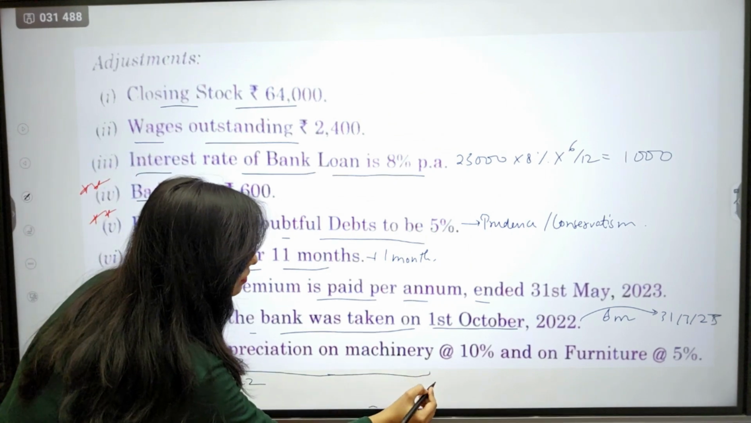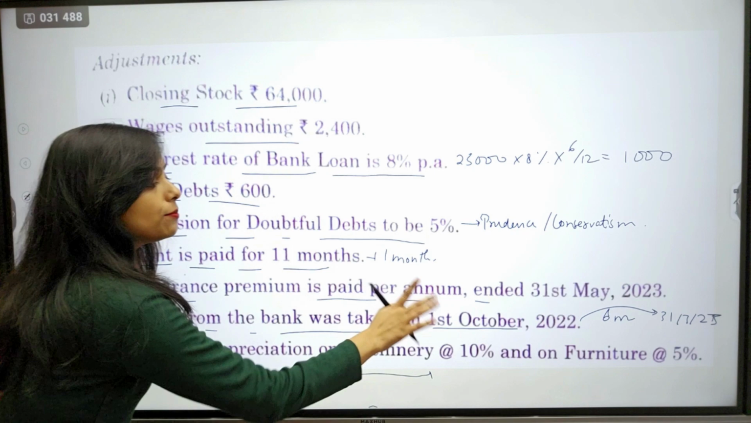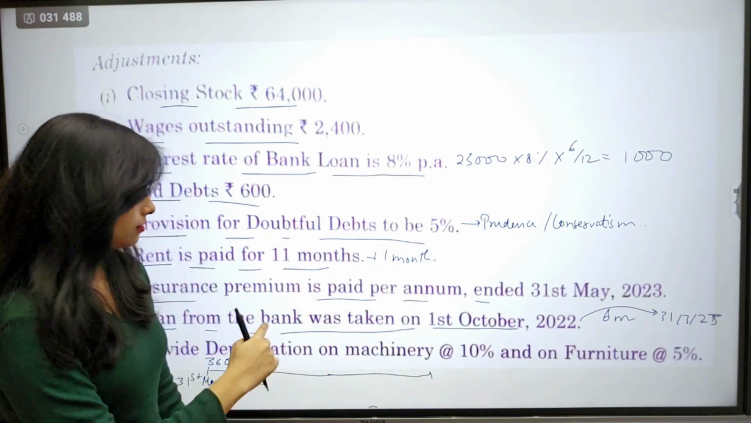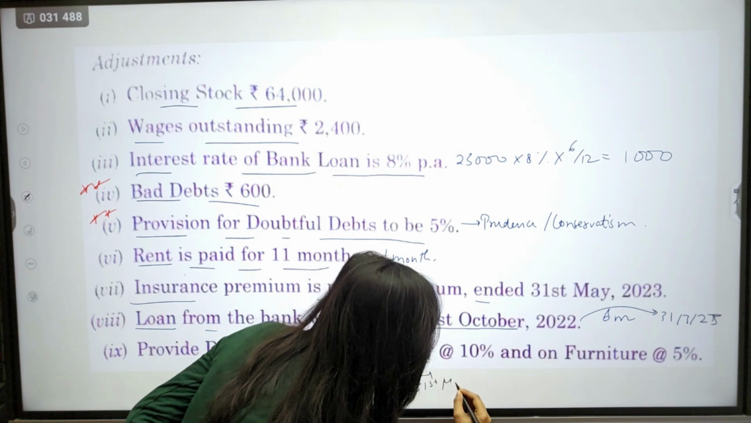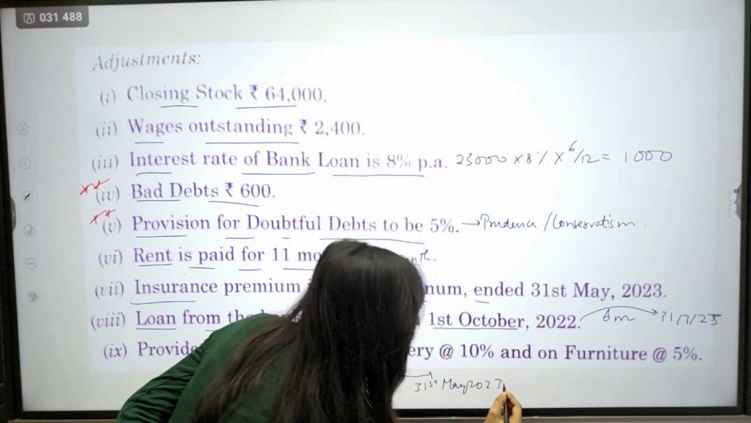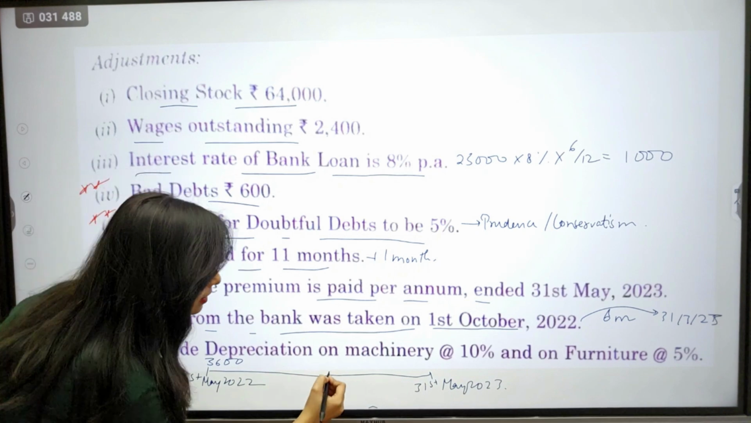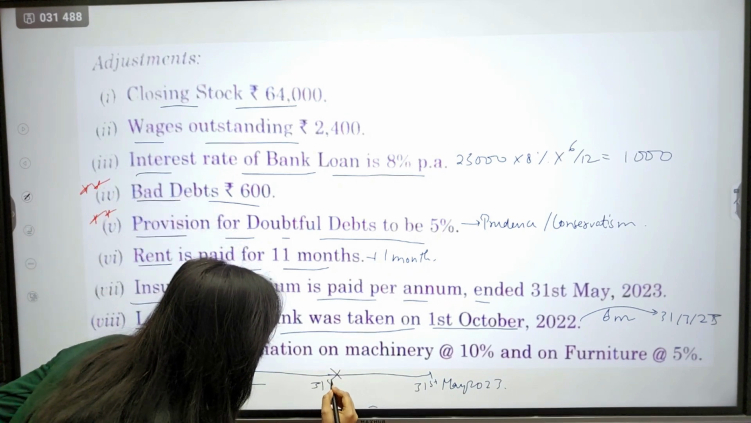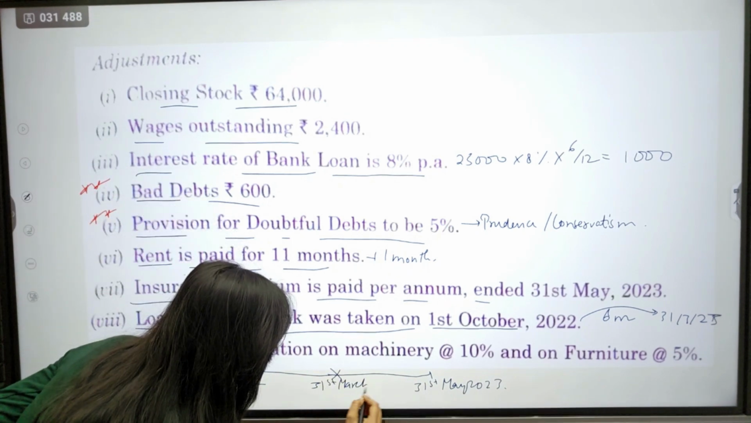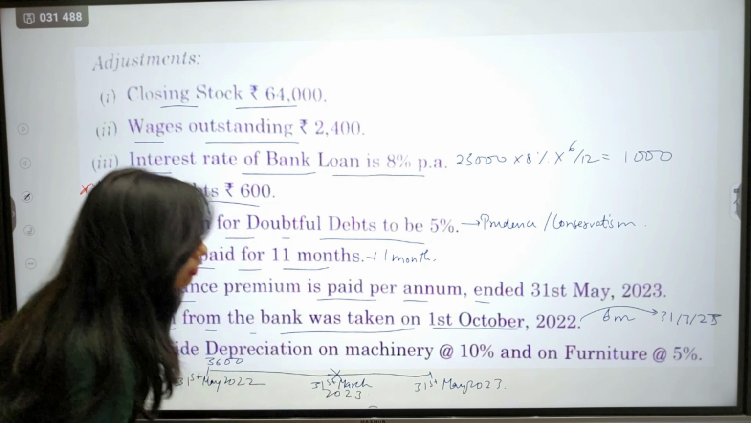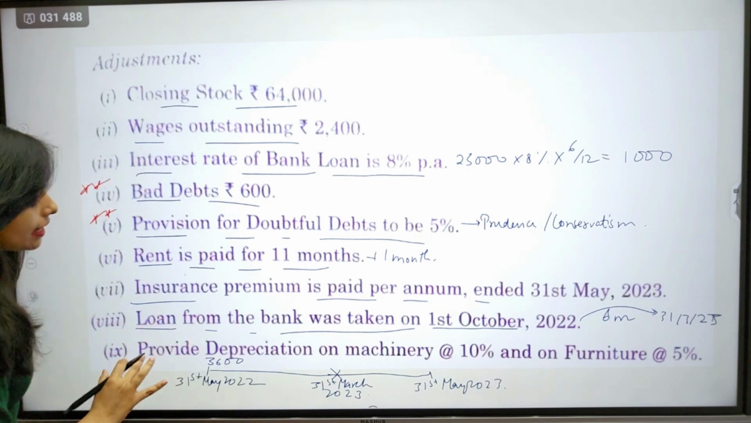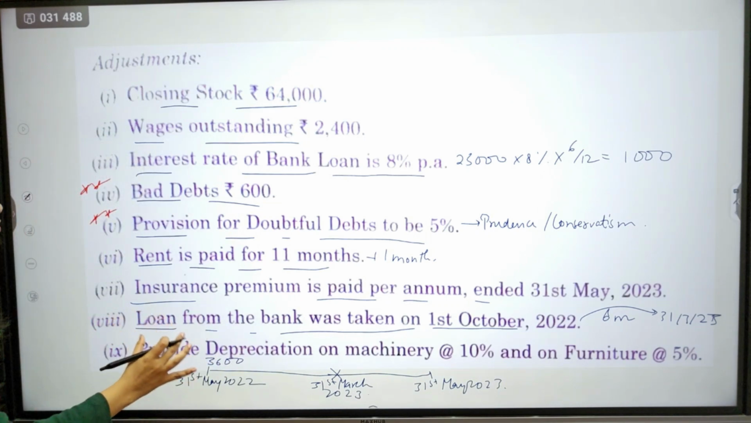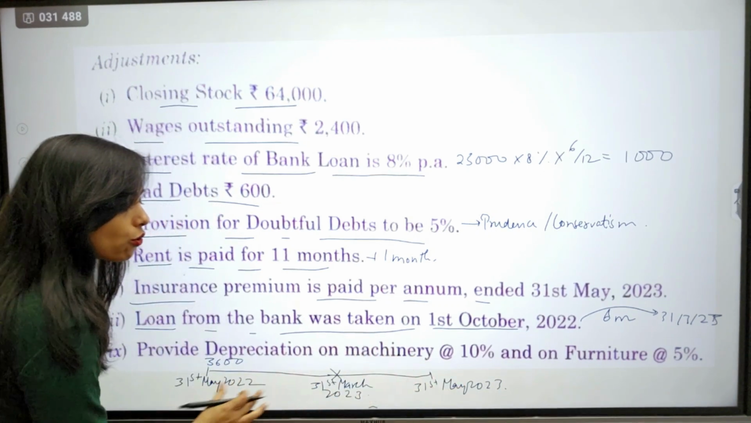This insurance premium was paid per annum. That means this amount I paid up till which date? 31st May 2023. But in the middle comes 31st March 2023. This is my closing date. I need to close my books on this date. So please realize that we have paid an amount of 36,000 for one whole year.